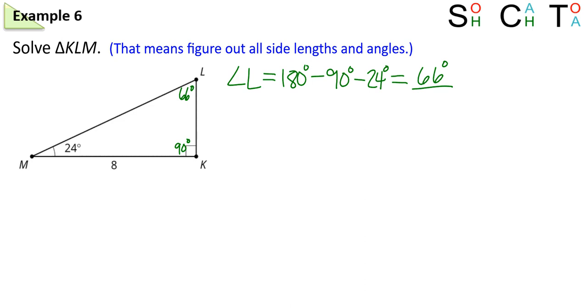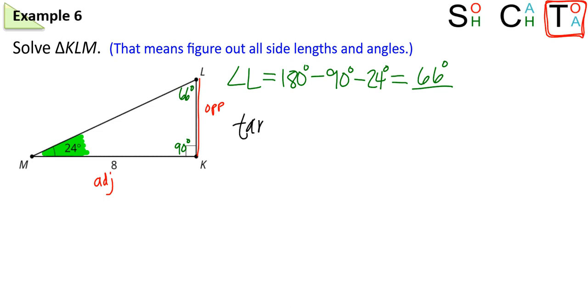We need to find the length of side LK and the length of side LM. Let's find this one first, KL. In our triangle, we're going to use this reference angle, 24 degrees, right here. And the side that we're trying to figure out right now is the side that is opposite. It's the opposite leg. And we know the adjacent leg. So we get to use a tangent, because tangent is the ratio that relates opposite and adjacent.